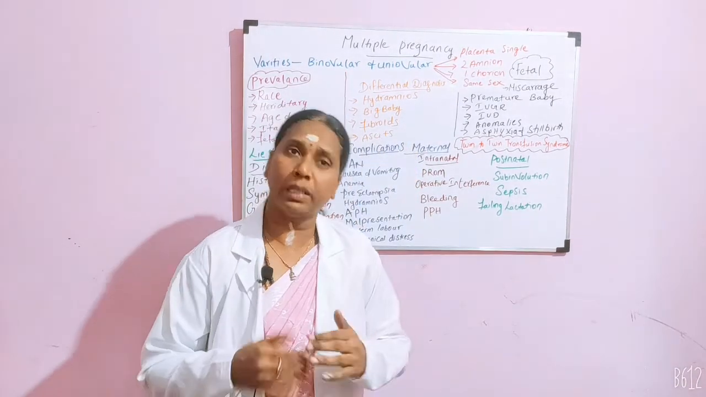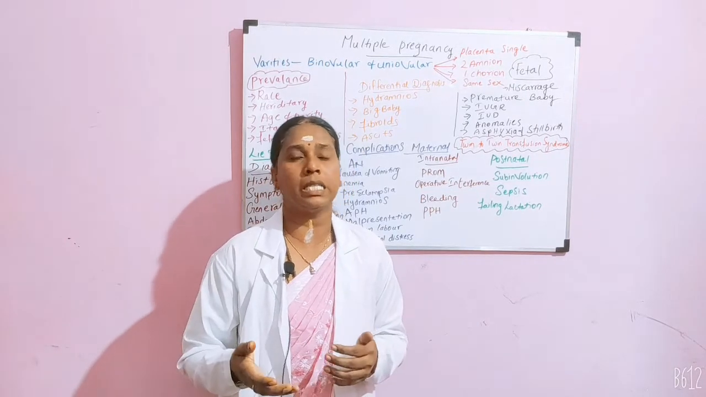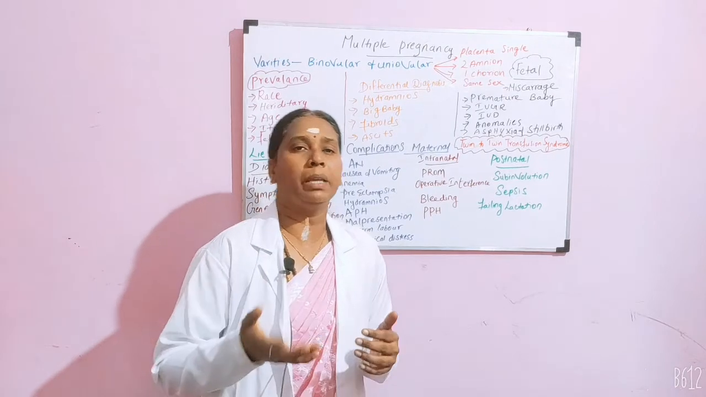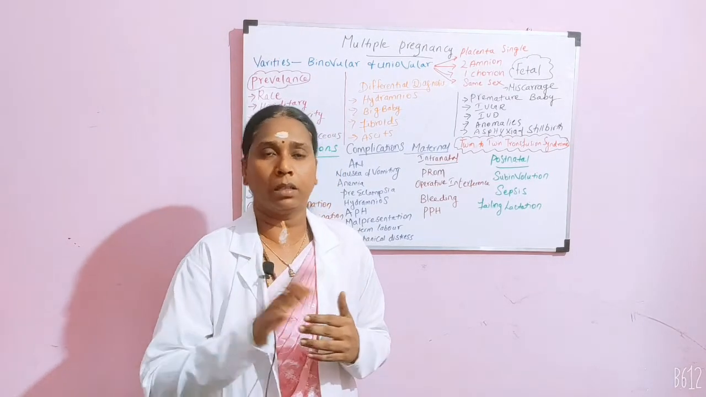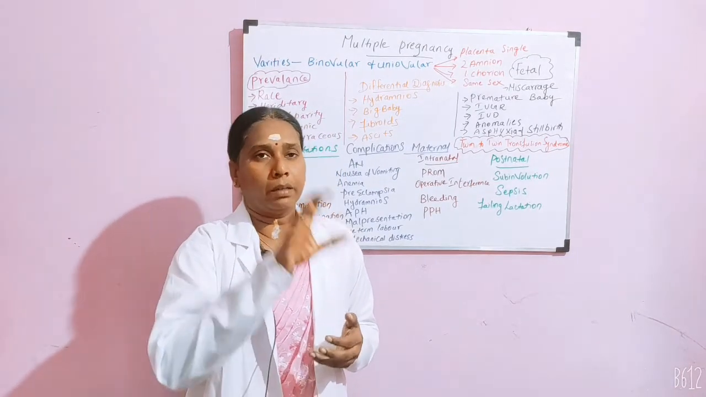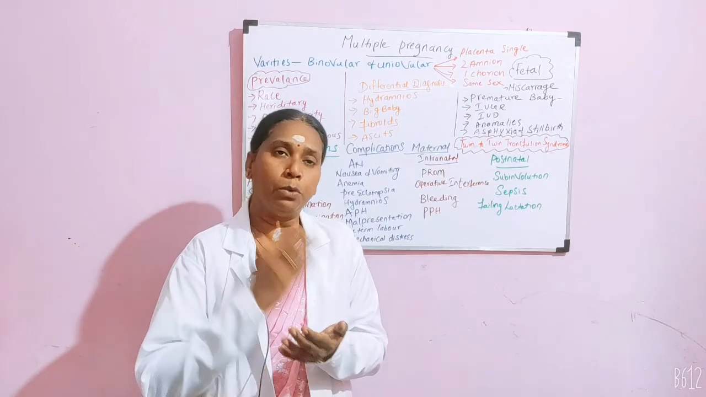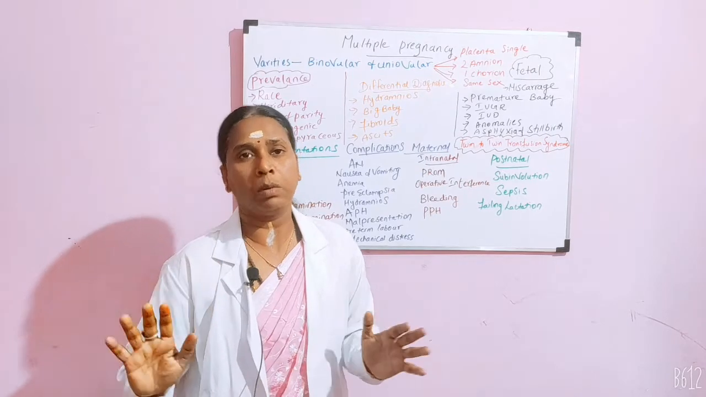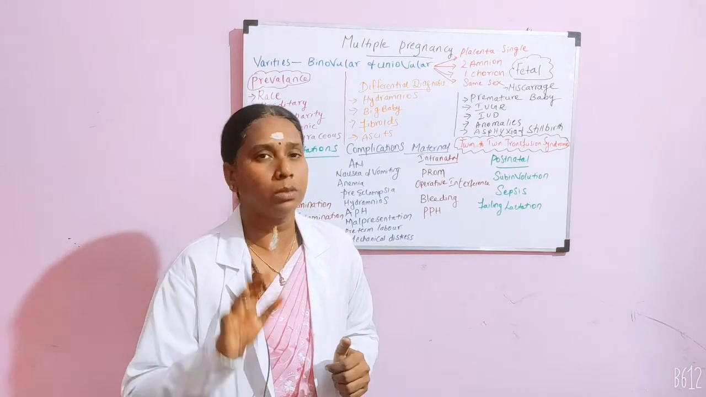Then ascites. When there is some other medical condition which is causing ascites for the mother, at that time also you will have increased abdominal girth and all those things. So these are the differential diagnosis areas where you will confirm that the mother is not having these diagnoses, it is only multiple pregnancy. You have to diagnose that condition.